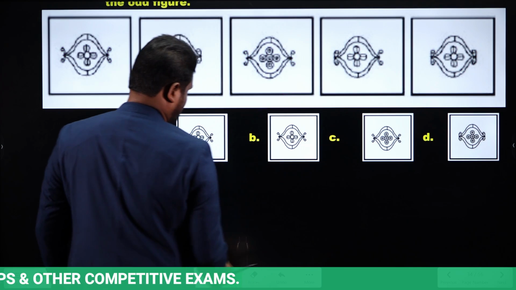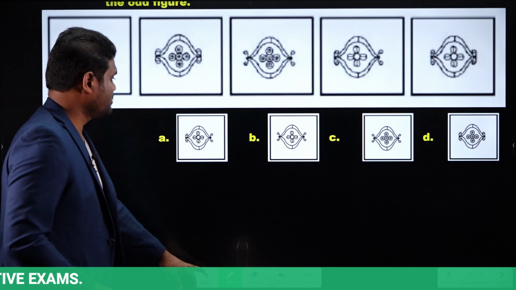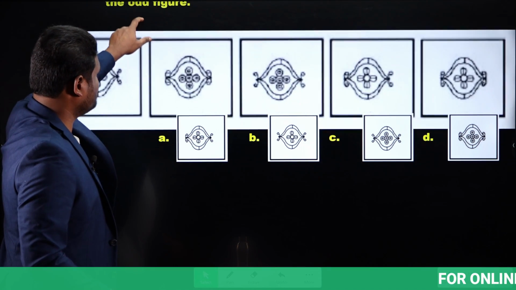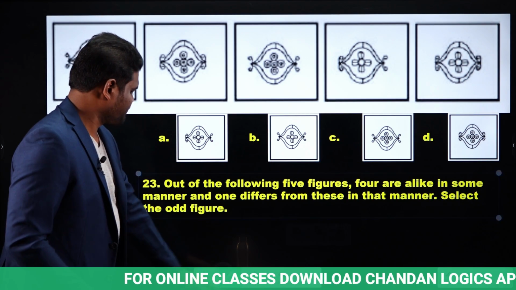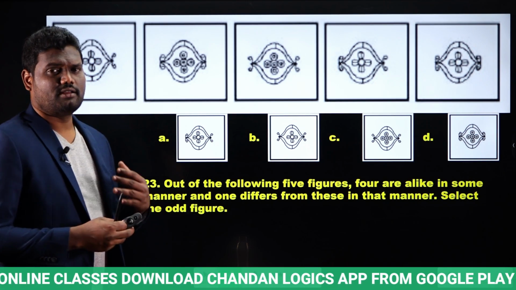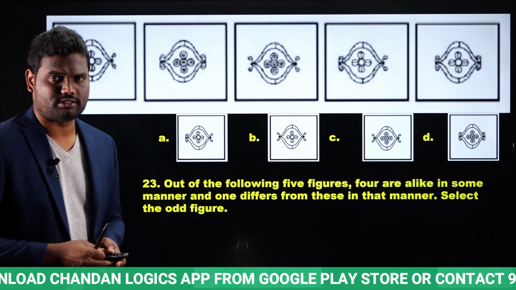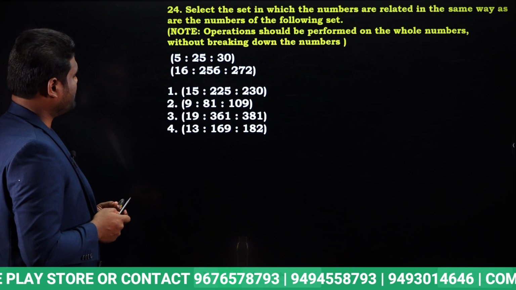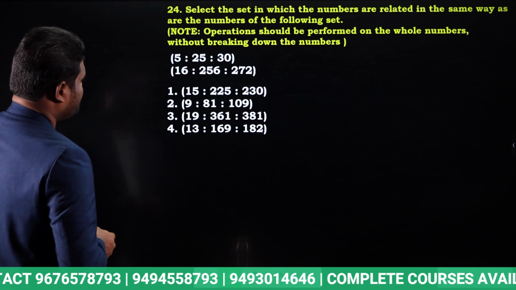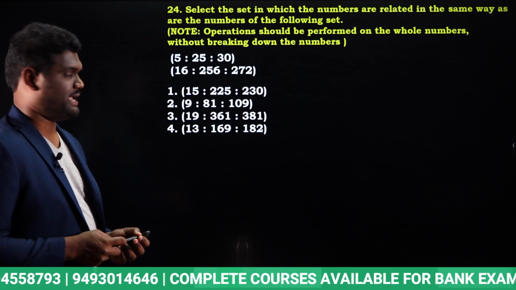You can also check whether you are able to find it or not. But according to my observation, I am thinking that due to the unevenness of the figures, we are not able to decide which is the odd one. Okay. Next one. So here if you observe, this is similar to analogy type.